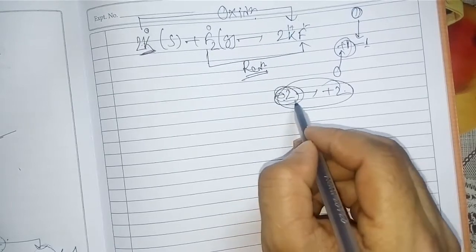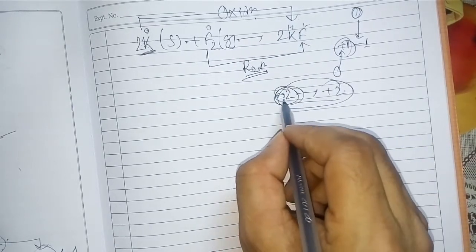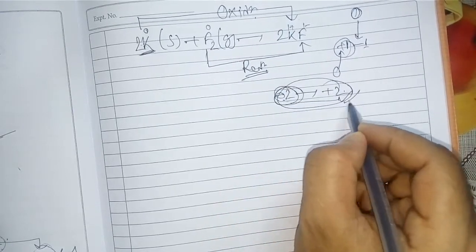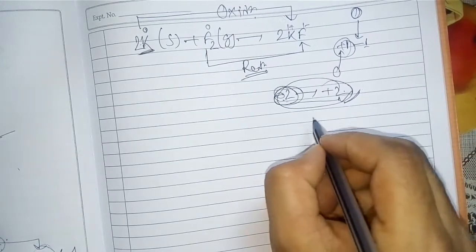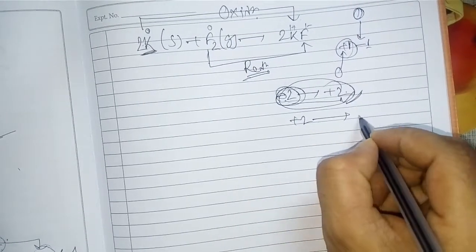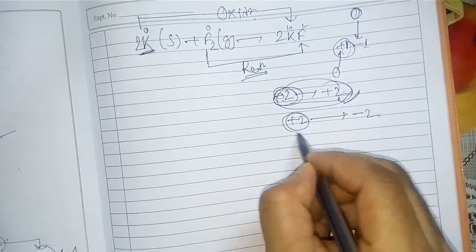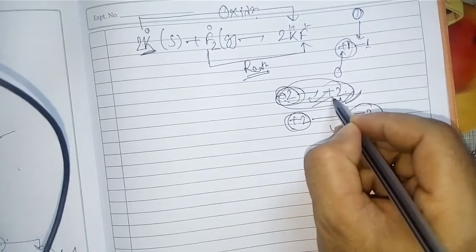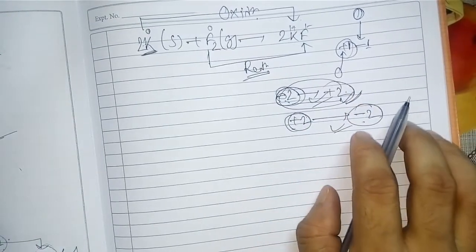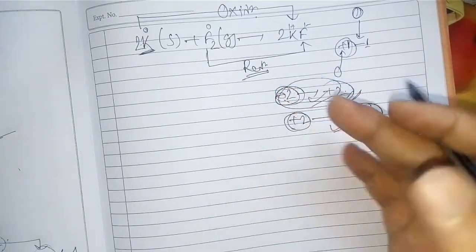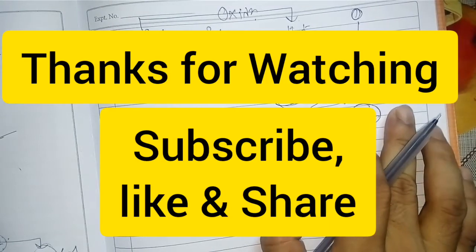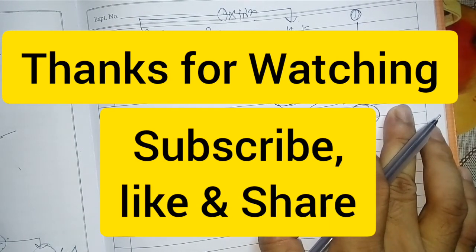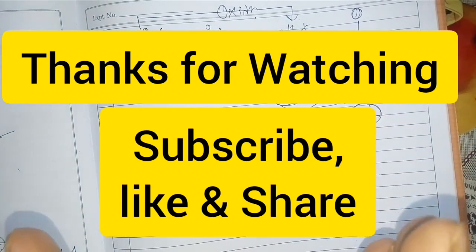Another one: suppose minus 2 to plus 2, does the oxidation number increase or decrease? It increases. Or plus 2 to minus 2, then the oxidation number decreases; here reduction, there oxidation. Next video I'll discuss other examples.